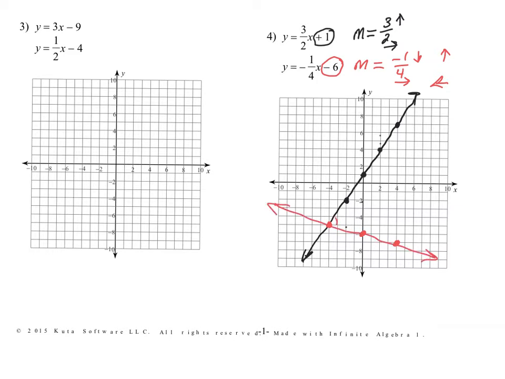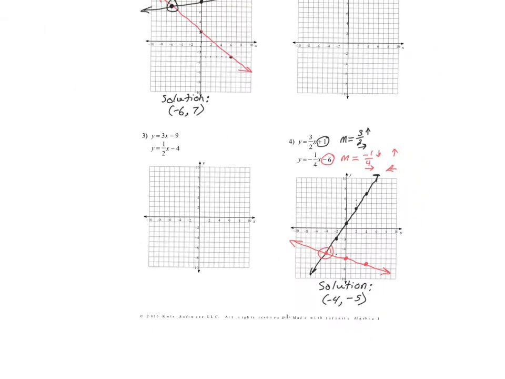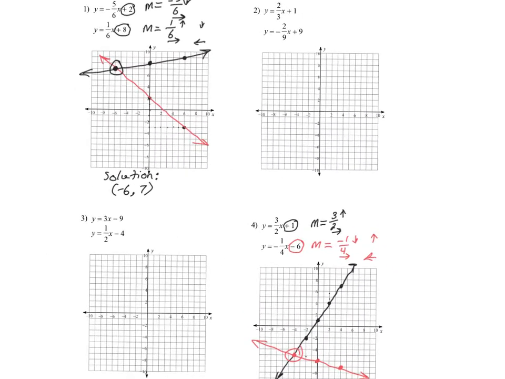Okay, and again, that's what we're looking for, is that coordinate. So my solution is, from the origin, I have to go to the left 4. I always go the x direction first, and then I have to drop 5. And that's my solution. Okay, so you have the other two to finish here.